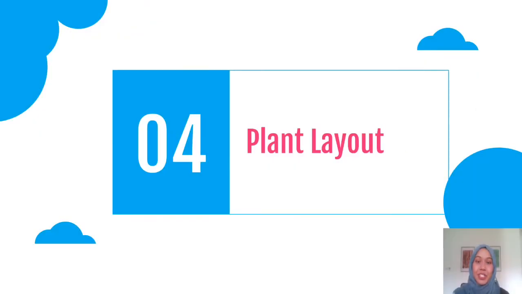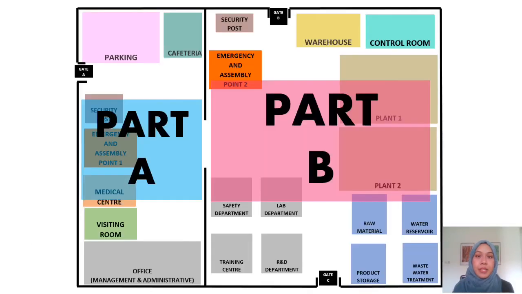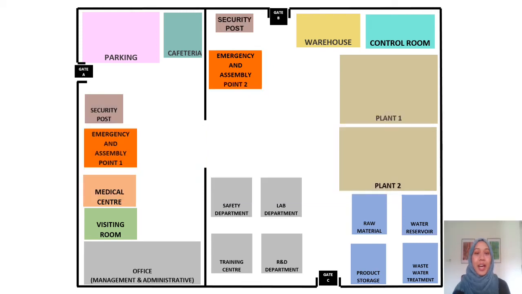Hi, my name is Najia. Okay, I would like to show our plant layout. As you know, we chose Gebeng as our location to build our plant. So here it is, our plant layout with a total area of 25 acres. As you can see here, we divided it into two parts, which is part A and part B. Part A is more of a management area and part B is more of a production area. So we have three gates, which is gate A, gate B, and gate C.